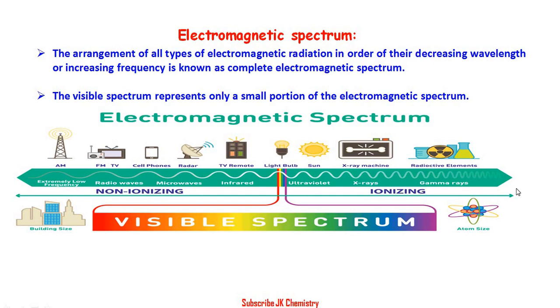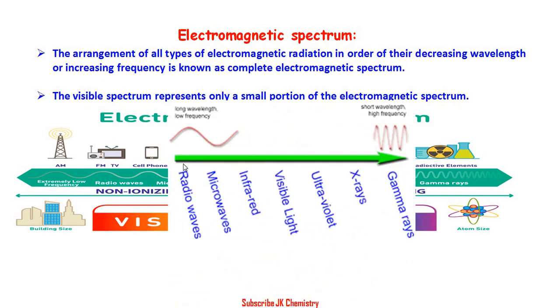So this is the spectral order in accordance with their decreasing order of wavelength or increasing order of frequency. Why? Because the frequency and the wavelength are inversely proportional. So this is the trend. It starts from high wavelength radio wave, then microwave, then infrared radiation, then visible light, followed by ultraviolet radiation, X-ray, gamma ray. So it starts from high wavelength to low wavelength, or low energy or frequency to high energy or frequency.